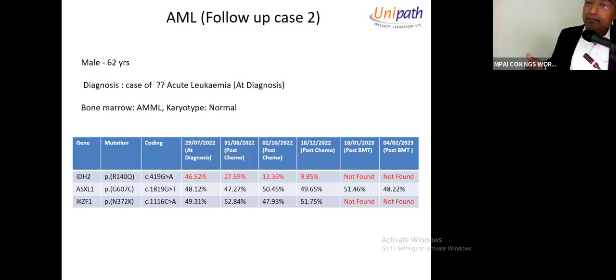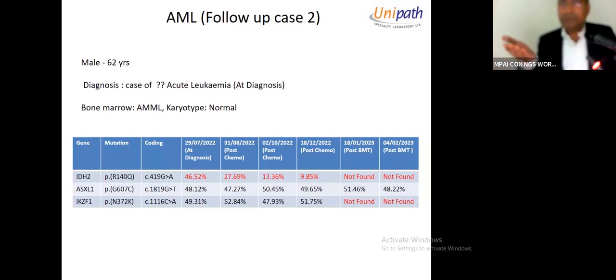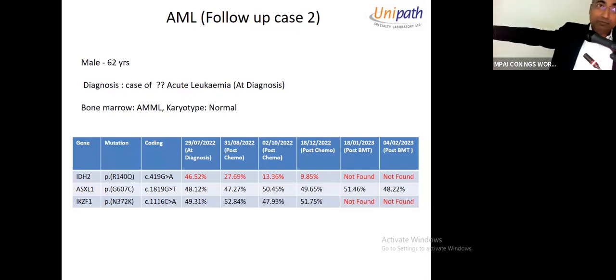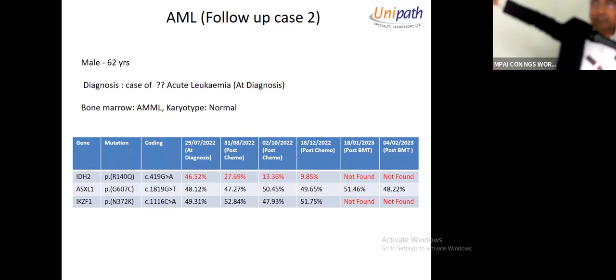Then we got a sample post-BMT and IDH1 completely gone, IKZF1 completely gone, but we were still getting the ASXL1 mutation that is present in this. This is post-BMT, two samples are there. Just wanted to show the application that this is being utilized in this area also. But this is not the right way. You need a separate panel which can go down to 0.001. This is 0.1%. This is 1% sensitivity is what you are getting. Am I making sense in this area?